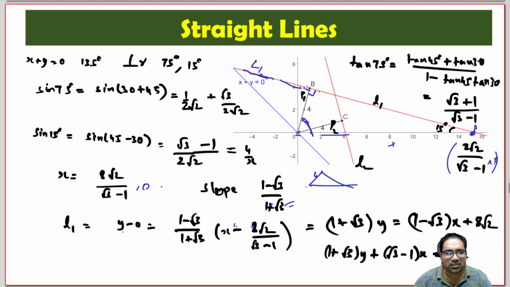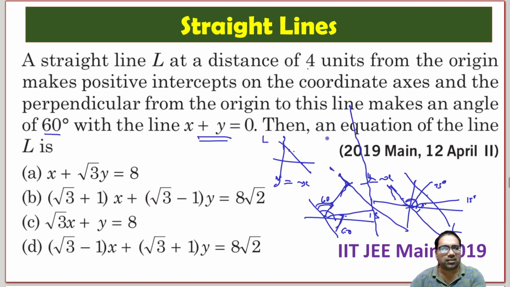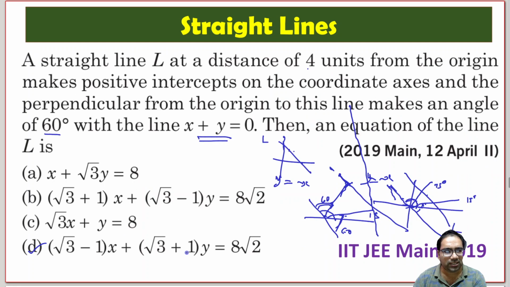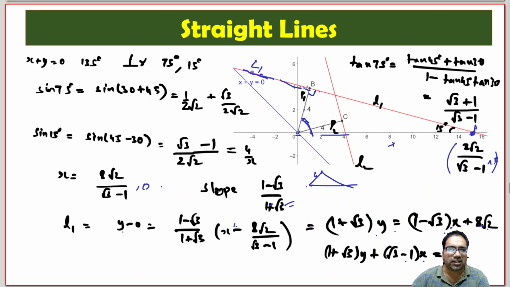This and this will get cancelled. We will be left with 8 root 2. If we bring this x also to this side, then this becomes root 3 minus 1 into x plus 1 plus root 3 into y is equal to 8 root 2. So that is this one, right? Root 3 minus 1 into x plus 1 plus root 3 into y equals 8 root 2. That is fantastic. That is about this line L1.